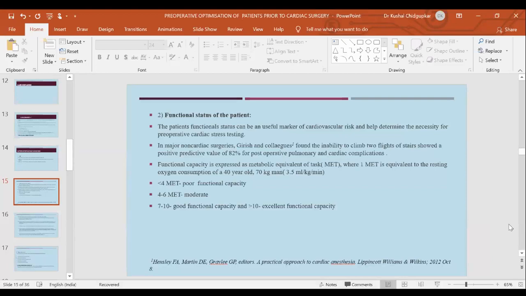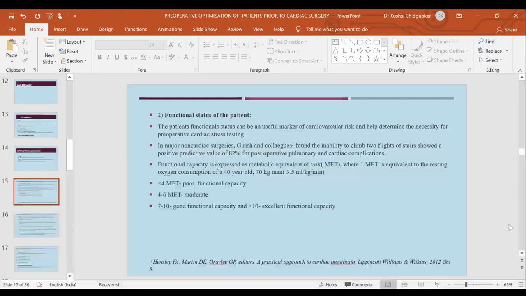Sir, it will be somewhere in between, so 4 to 6 METs, because the dyspnea that the patient is having is NYHA grade 2. That means that there is a slight limitation of physical activity. So right. Sir, maybe yes, but you should have actually given some more.